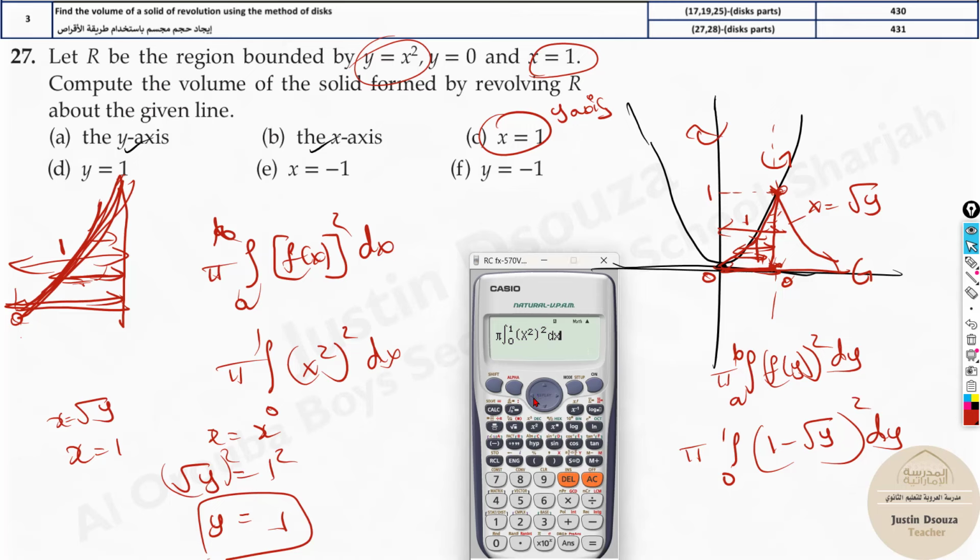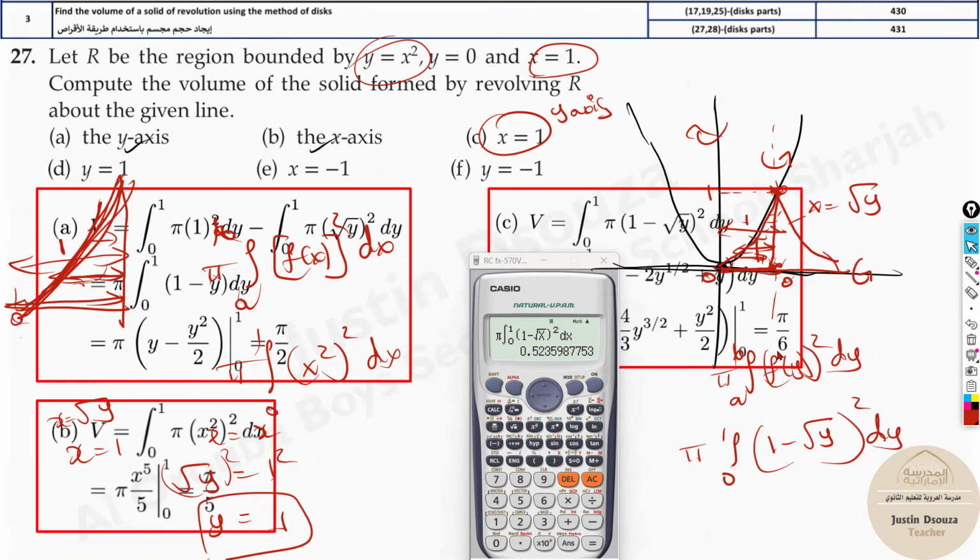Now all you need to do is substitute this over here. It is the same limits, but over here it is changing. That will be 1 minus root y, because we can't put in x, and that's the answer. That's the whole square, and the answer is 0.5235.